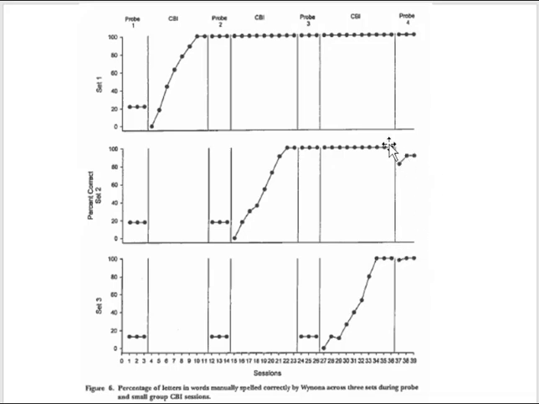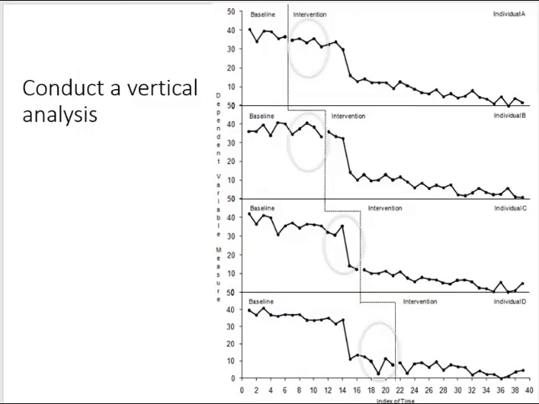For word set 2 in probe 4, they've maintained that. In word set 1, they've maintained that. So I've got this kind of staggered introduction of the intervention, intermittent probing in baseline, and a demonstration of effect for set 1, replication for set 2, replication for set 3. There is a functional relation in this design.